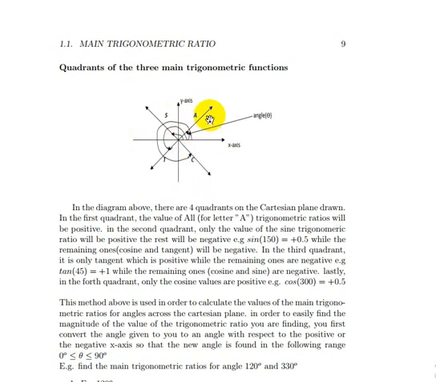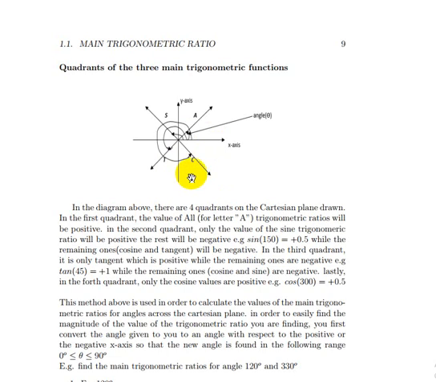Now, when you have values of trigonometric ratios located in the first quadrant, you need to know that all of the trigonometric ratios are going to be positive. In the second quadrant, it is only the sine which is positive. In the third quadrant, it is only the tangent which is positive, and in the fourth quadrant, only the cosine is positive.